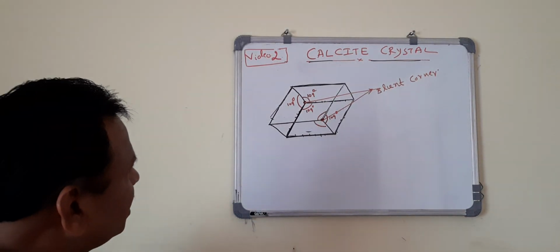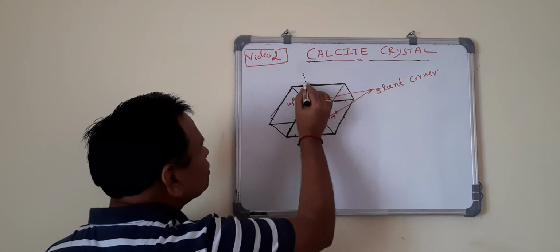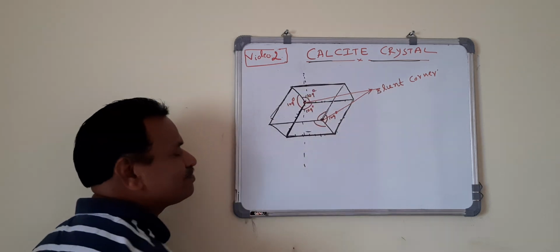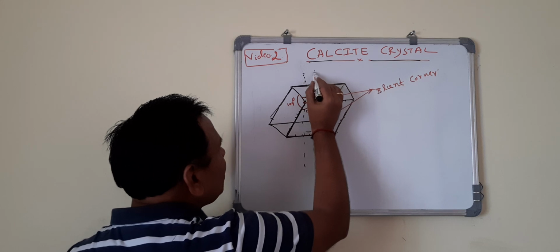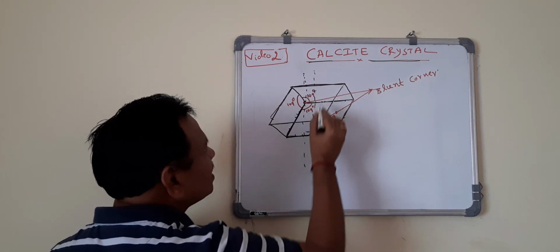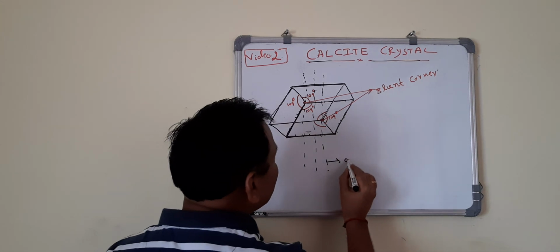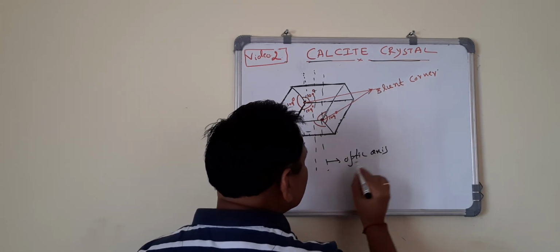Here, any line, this is the line passing through it. Don't think that it is a line, it is a direction. It is a direction. This line parallel to this and all that, they are called as an optic axis, because in the next I am using the word repeatedly.